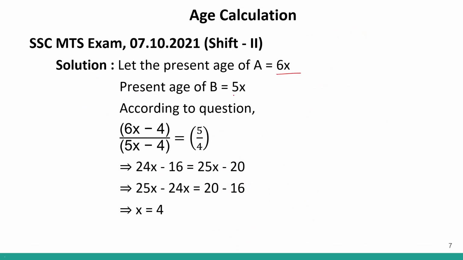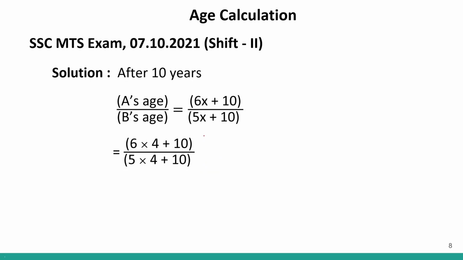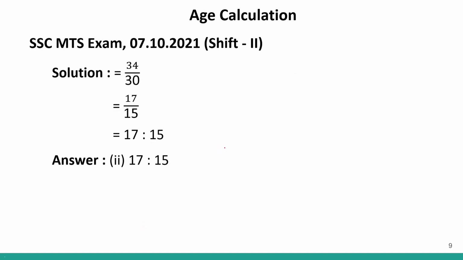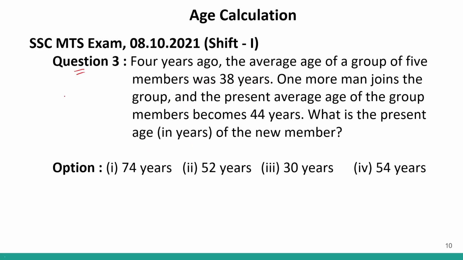Present age we took as 6x and 5x. Then we formed an equation. On solving the equation, we got the value of x. Then putting the value of x, we can get the present age of A and B, and after that we can get the age after 10 years for A and B. This is A is to B. Clear? Question number 3. 4 years ago, the average age of a group of 5 members was 38 years.